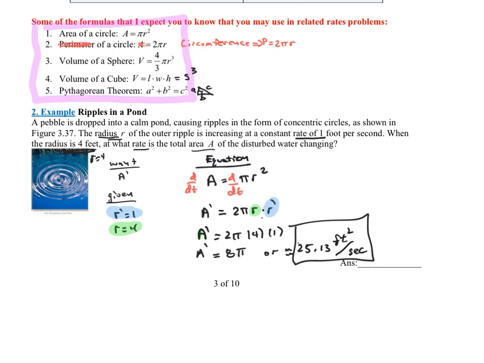And if you look in the book, it seems to me that they left it in the exact form. They actually left the answer as 8 pi. But if someone ever asked you a rate of change, would you ever say 8 pi? So it's not really realistic there for their answer. I'm okay with the decimal approximation on that one.